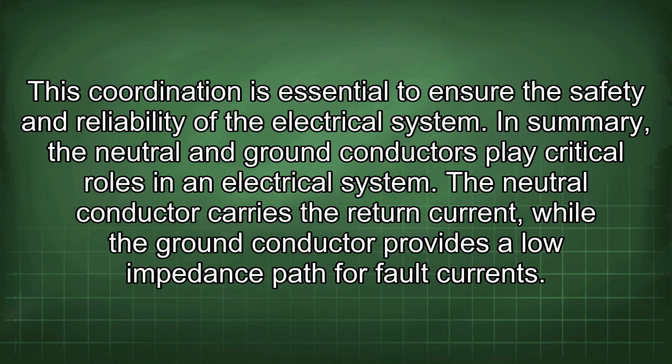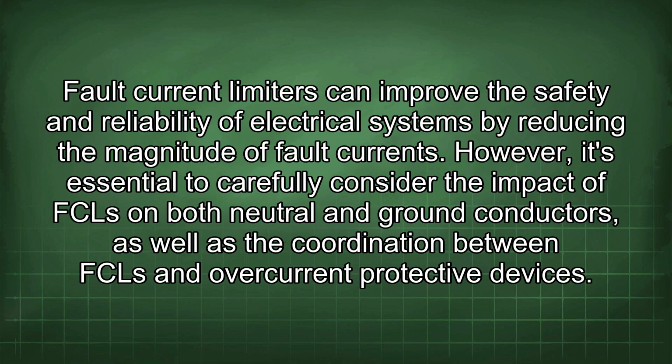In summary, the neutral and ground conductors play critical roles in an electrical system. The neutral conductor carries the return current, while the ground conductor provides a low impedance path for fault currents. Fault current limiters can improve the safety and reliability of electrical systems by reducing the magnitude of fault currents. However, it's essential to carefully consider the impact of FCL on both neutral and ground conductors, as well as the coordination between FCL and overcurrent protective devices.